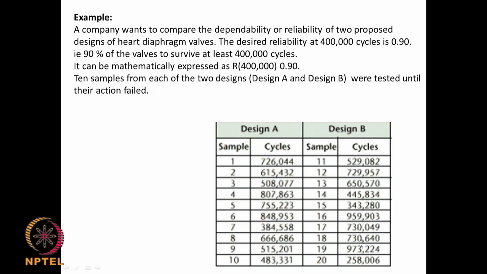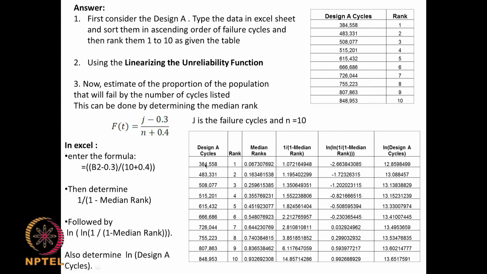Now, you go about doing it for design B. You repeat the whole process. You arrange them in ascending order, so this will come as 1, then this will come as 2, this will come as 3, and so on, and this will come as 10. Once you arrange them, then you calculate the median ranks. So, this will remain the same. 1 divided by 1 minus median rank also will remain the same. The only thing is the ln of design cycles will have different sets of numbers.